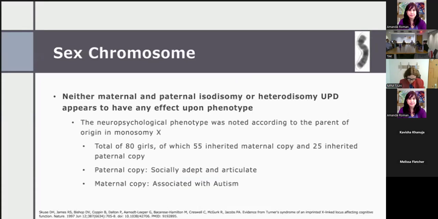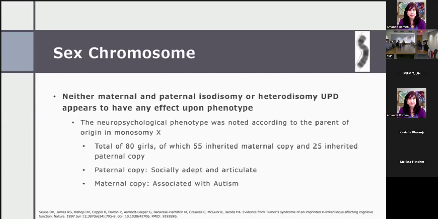So I only put the X chromosome, which we have right here, since the Y chromosome is technically uniparental. Neither maternal nor paternal isodisomy or heterodisomy of chromosome X appears to have any effect upon phenotype. And while uniparental disomy of chromosome X hasn't been noted, there have interestingly been different neuropsychological phenotypes according to the parent of origin in monosomy X.